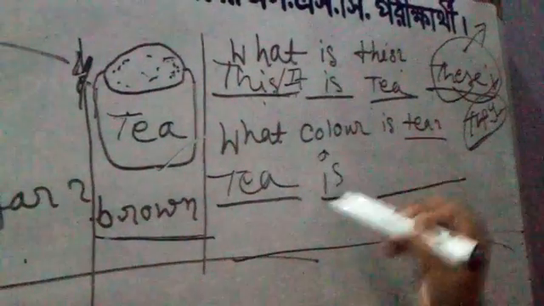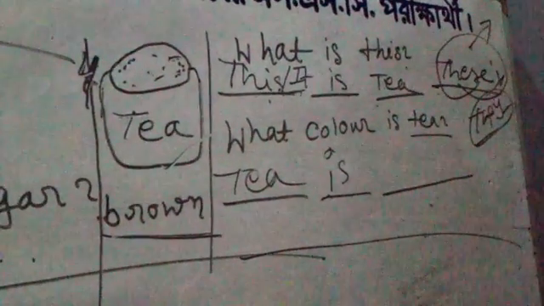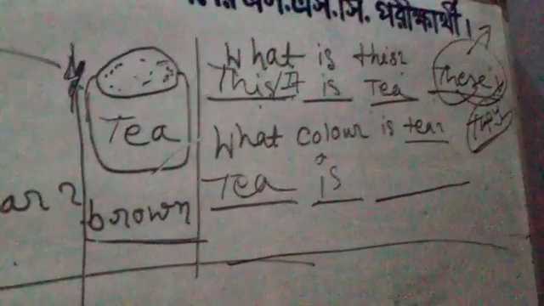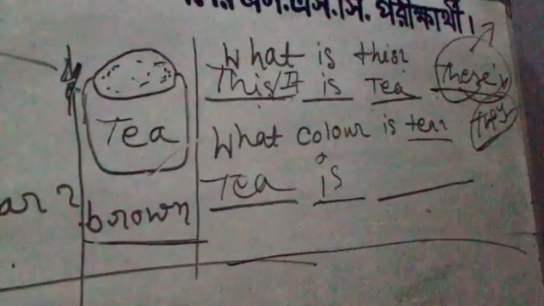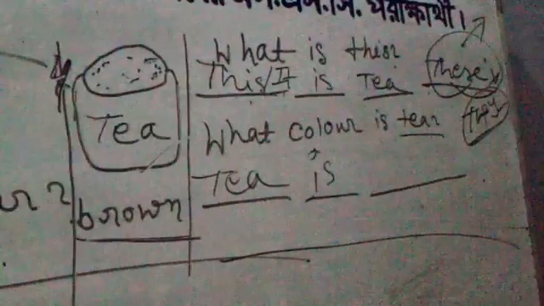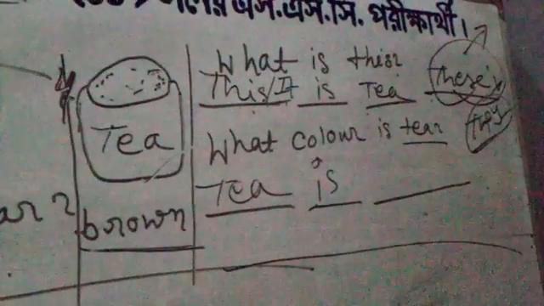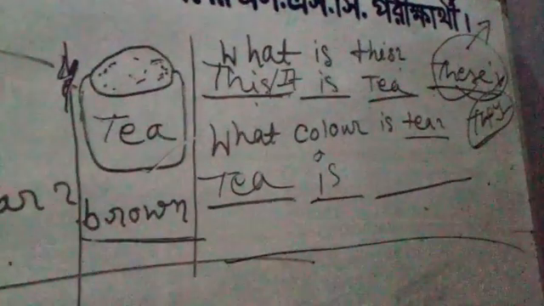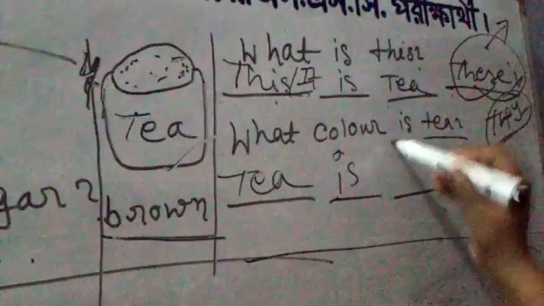Why is? Because tea is an uncountable noun and at the same time it is considered singular. So you have to write the auxiliary verb is. Tea is what? Tea is brown.